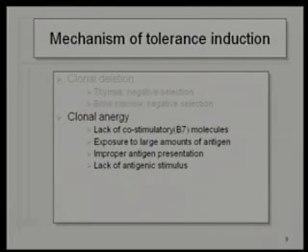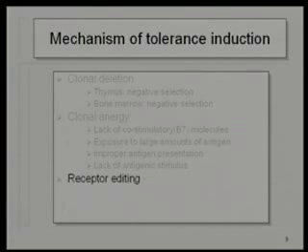Another molecule, CTLA-4. This B7 molecule can interact either with CD28 or CTLA-4. If it interacts with CD28, it's a positive response. If it interacts with CTLA-4, it's going to be a negative signal, tolerance, unresponsiveness. Now, the receptor editing I mentioned, I will just talk about it, and then we'll take a break.